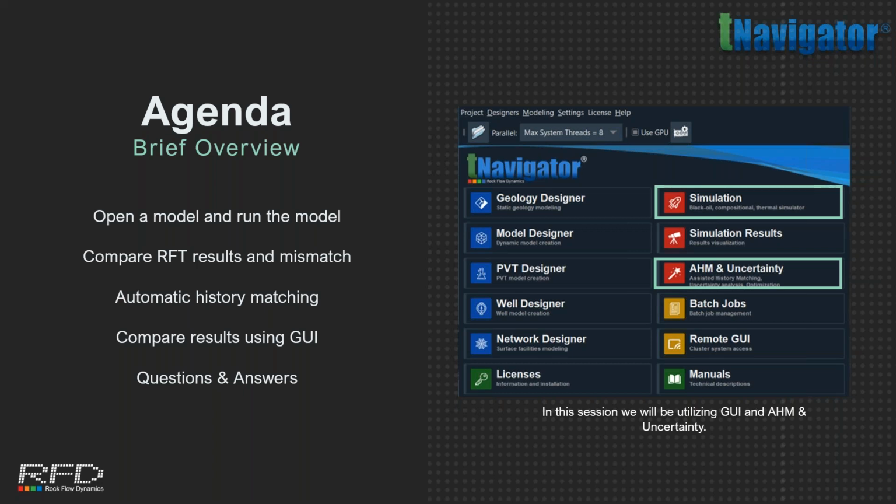compare the results from these best models that match the observed data, and questions and answers. For this, we are going to work with a simulation that is a post-processor for analyzing the results, and where you can also do some minor modifications to the models. And also we are going to work with the module assisted history matching and uncertainty.